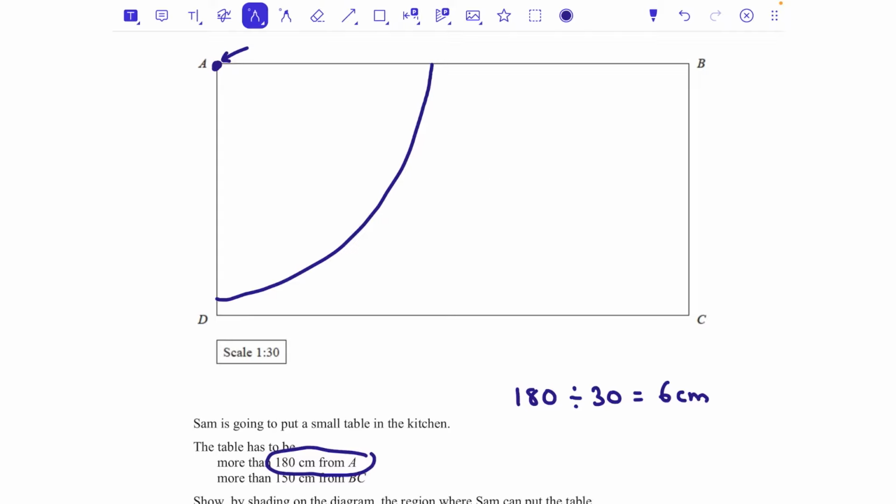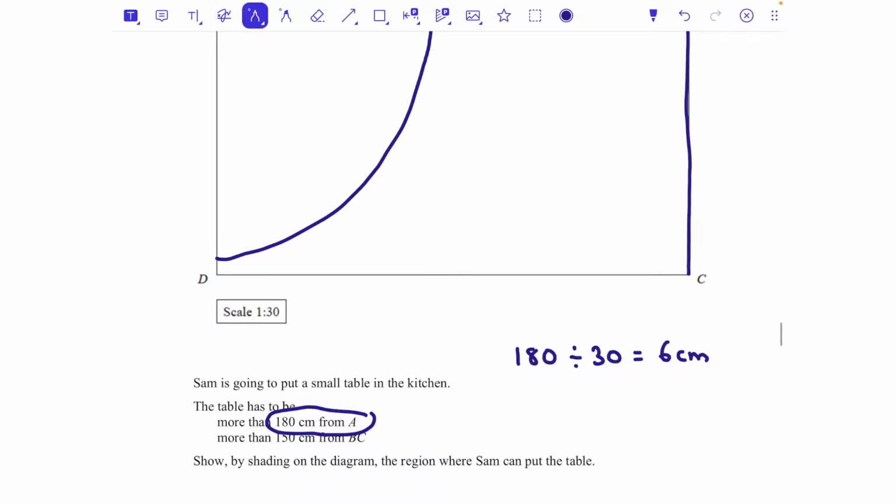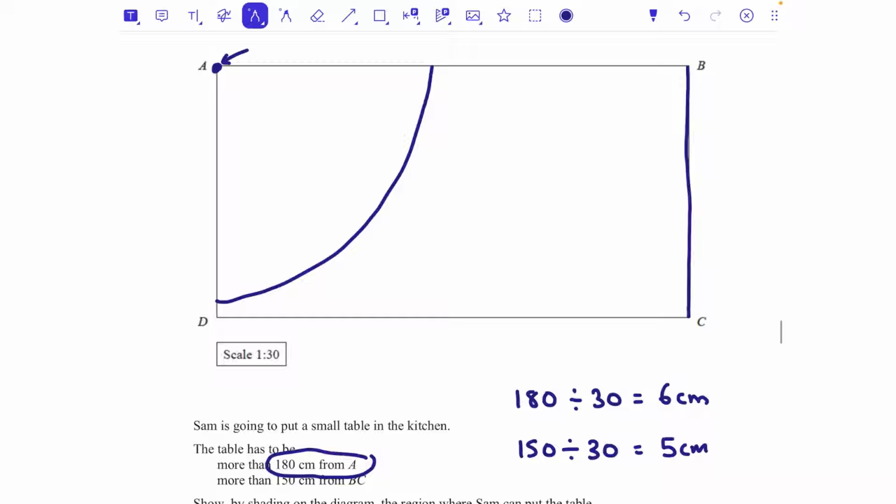And then more than 150 centimetres from BC. So this is 150 centimetres from, well, this is BC. If we want to go 150 centimetres from that in real life, again, I need to divide that by 30 to find out how far away to go on the drawing. 150 divided by 30 is 5 centimetres. So again, I'm going to get my ruler and I'm going to measure 5 centimetres along from C going this way. So make sure this is 5 centimetres and also 5 centimetres at the top here like this, and then get my ruler and join it up.